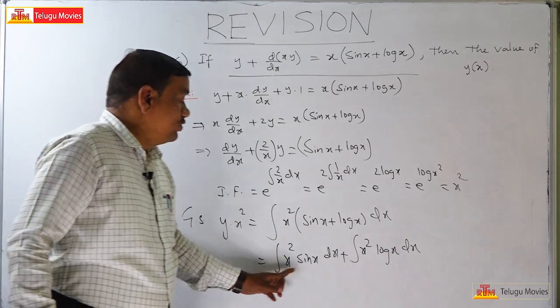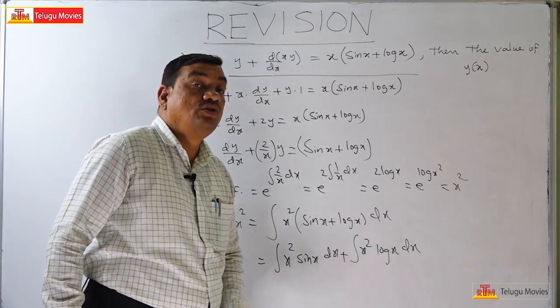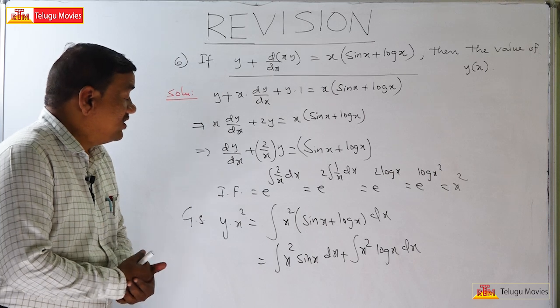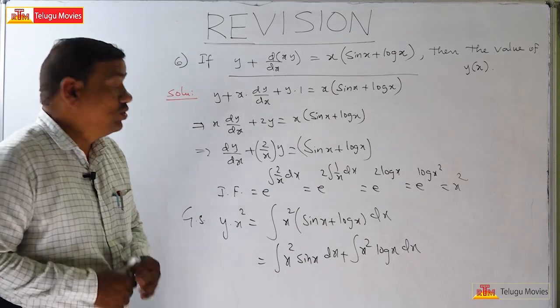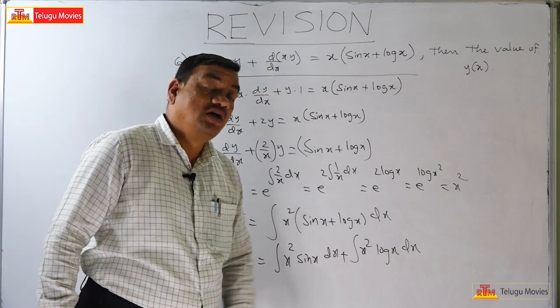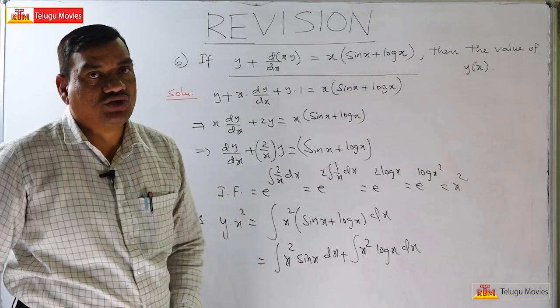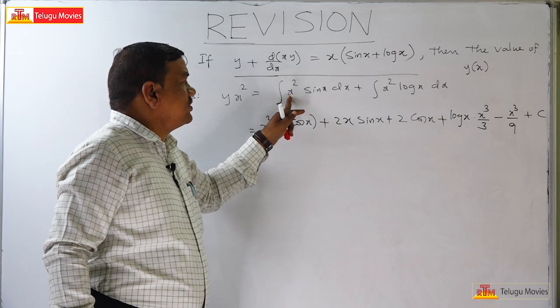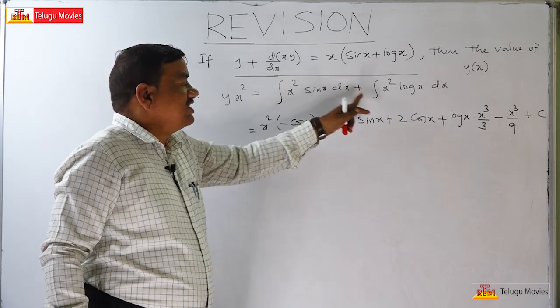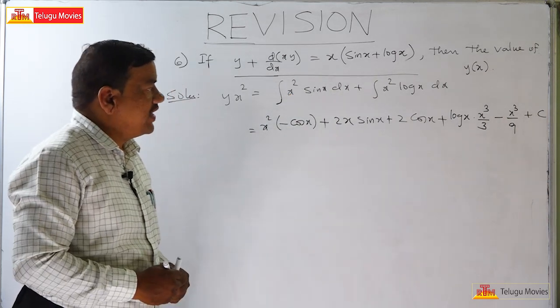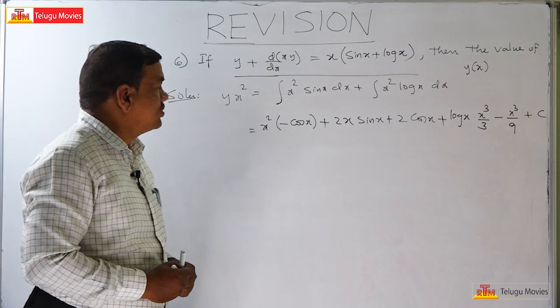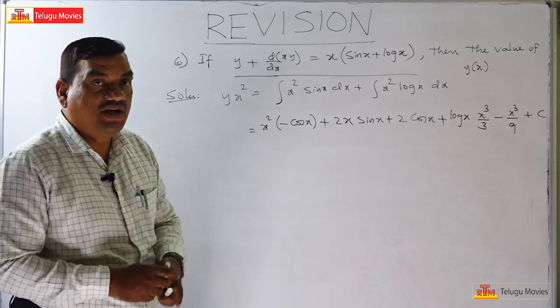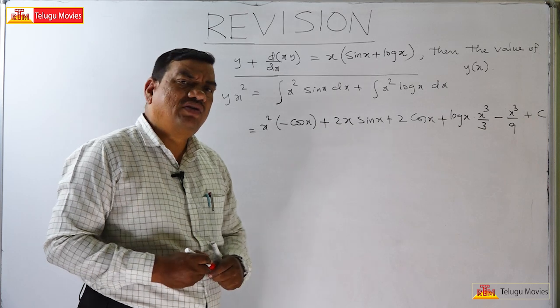Here we will use the by parts formula. Here also we will use the by parts formula. But we will tell you a short method for how to do this by parts formula. So let us continue the solution. To find the integral of x square sin x dx plus the integral of x square into log x dx, there is a short trick method. The short trick method I directly wrote here. I will explain it clearly.